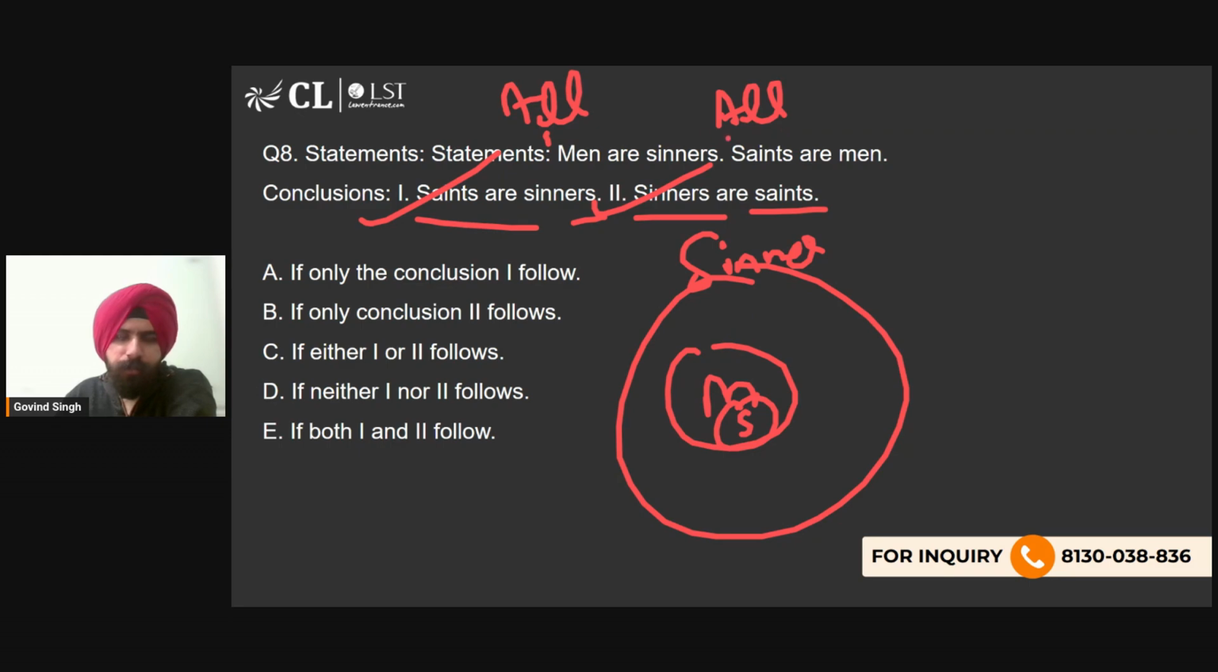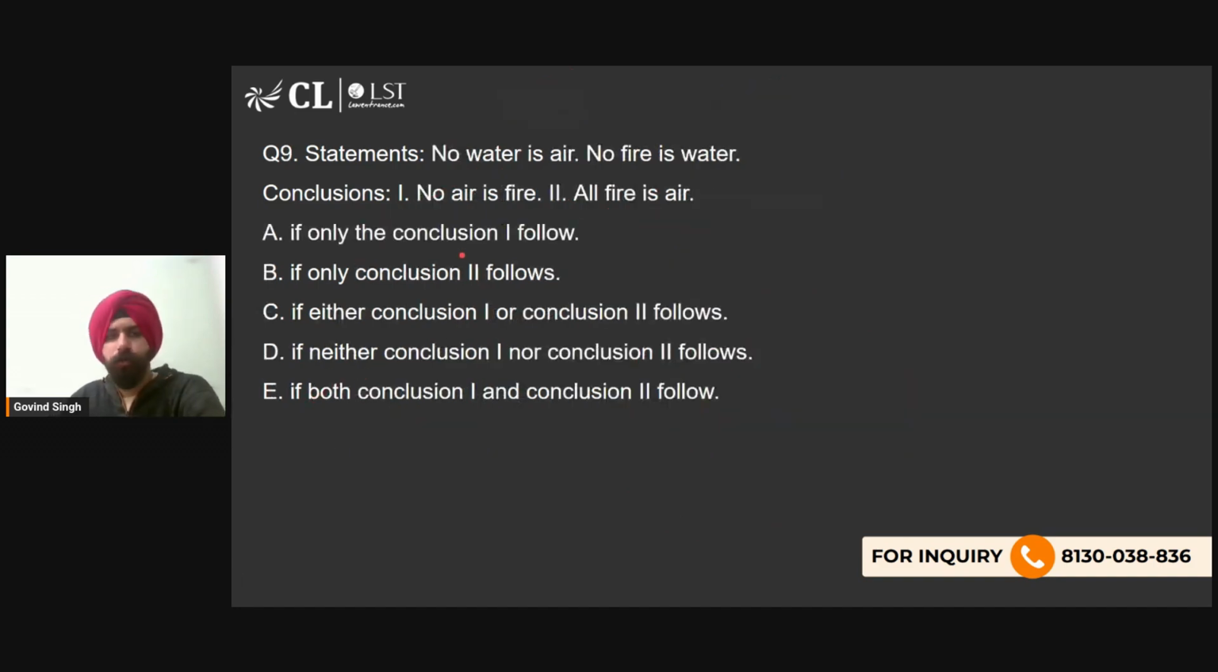So, in statements, you will assume this all. In conclusion, you would not. Okay. So, that means both are correct. That means option number E would be the right answer. Let's do one more question.